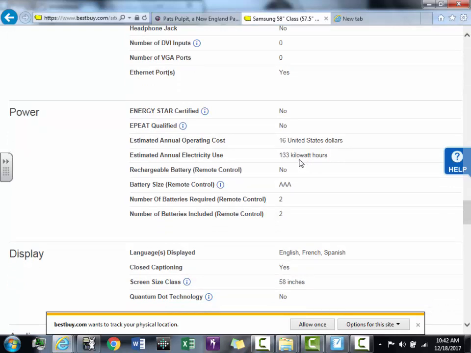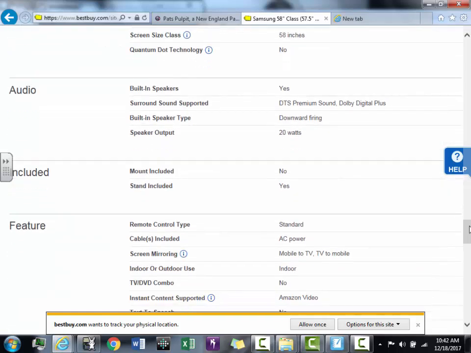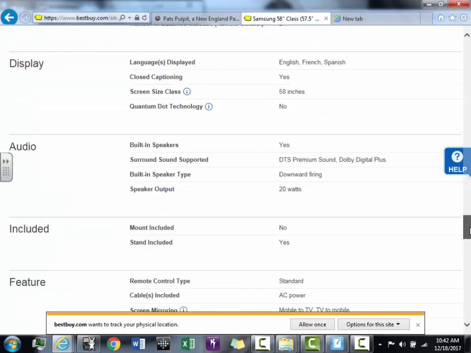Okay, so they estimate that you're going to use 133 kilowatt hours of annual electricity just for this TV here. But it doesn't actually say what the wattage is itself, and I want to figure it out. Well, how about this? The speaker alone on the TV is 20 watts. Let's do that.